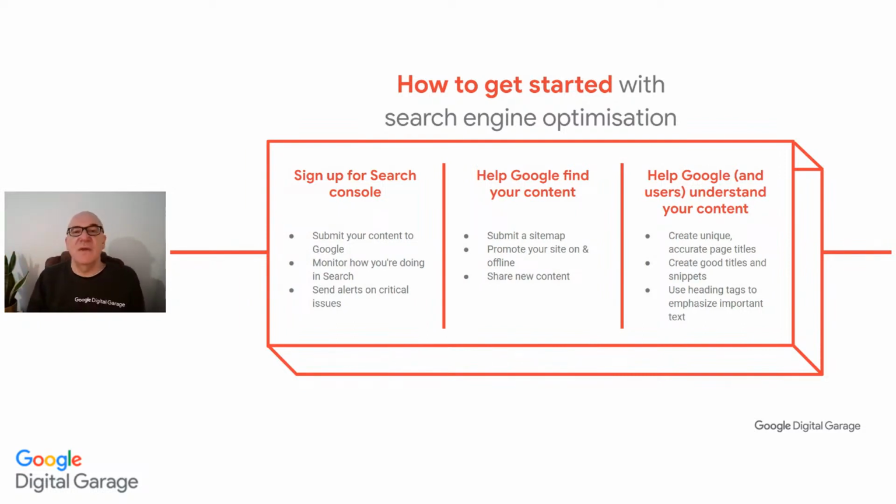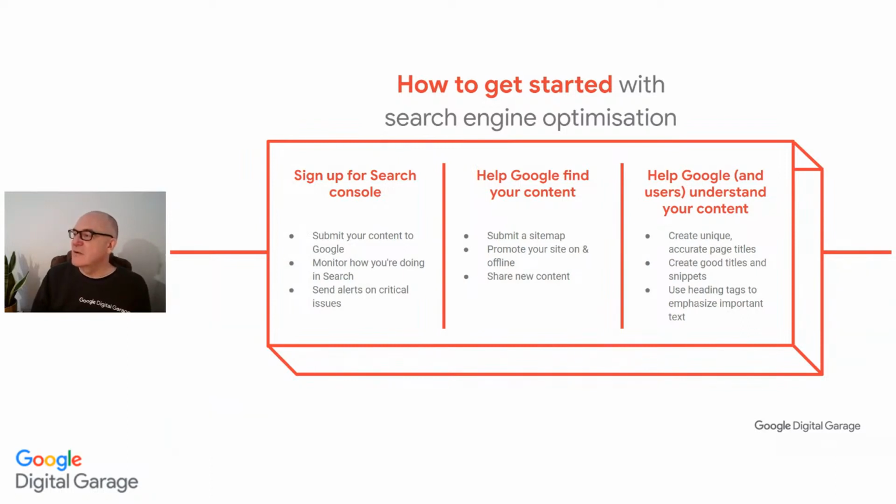Submit a sitemap so that, again, you're helping Google to understand your website, its structure, its meaning, and its intent, and promote your site and share new content. Up-to-date articles are going again to be ranked a lot more highly than out-of-date articles. So try and keep your content fresh, try and keep things moving as fluid as you can.